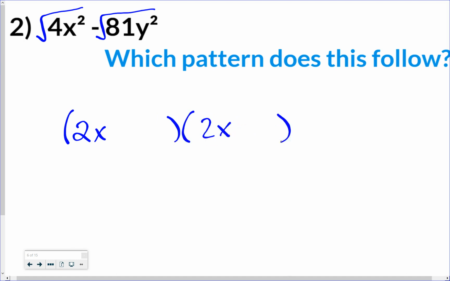What is the square root of 81? 9. What's the square root of y squared? Y. Yep. 1 plus, 1 minus. Would it matter if I did minus and then plus?